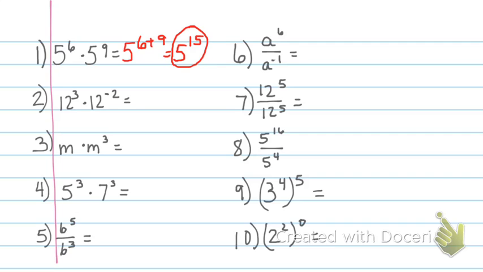The first problem is the product rule. If you have 5 to the 6th power times 5 to the 9th power, you're going to add the exponents together. So you have 5 to the 6 plus 9, which is going to be 5 to the 15th power. Make sure you circle your answer.